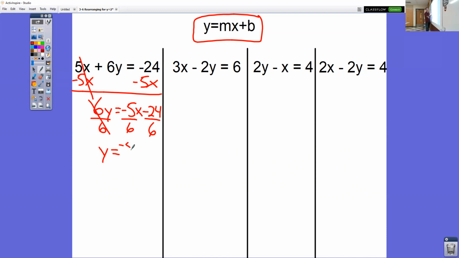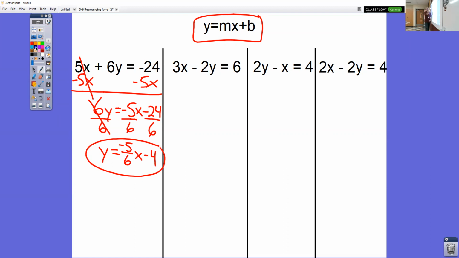Again, we can just leave this as a fraction. We don't have to write it as a decimal. We could just leave it as -5/6. -24 divided by 6 is -4. So we want to write -4. Take a look at the next one.